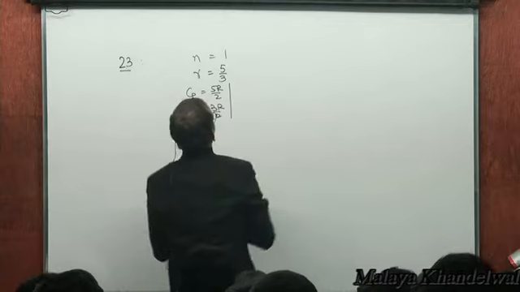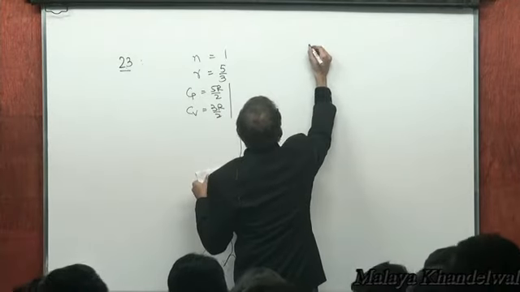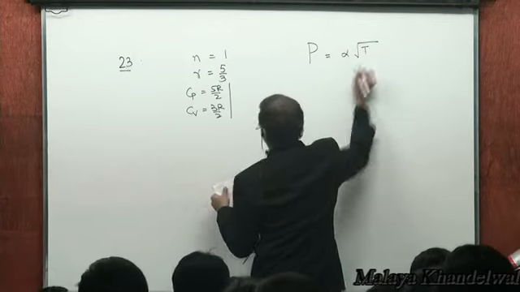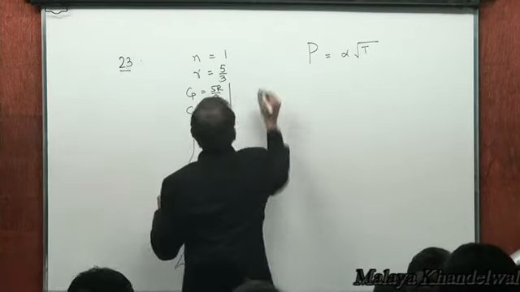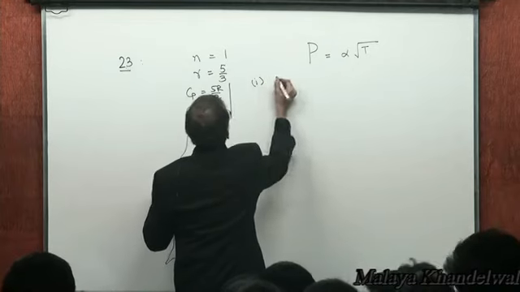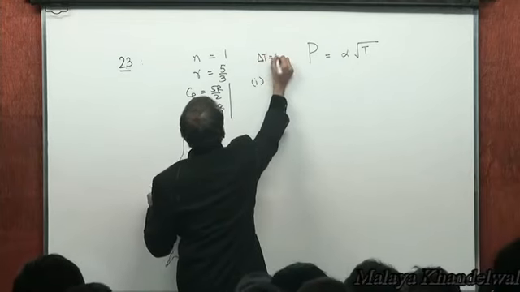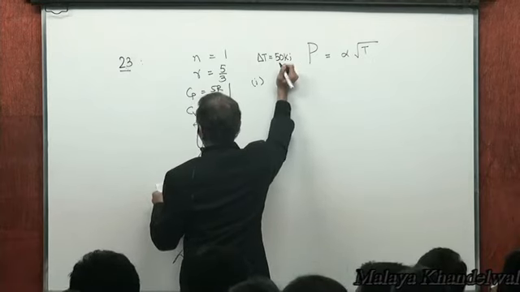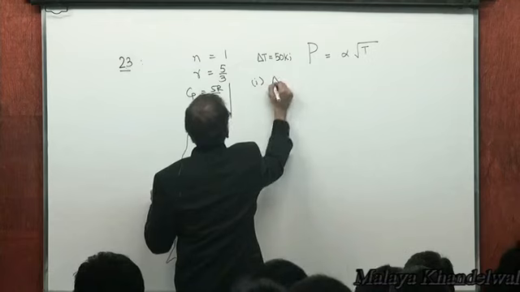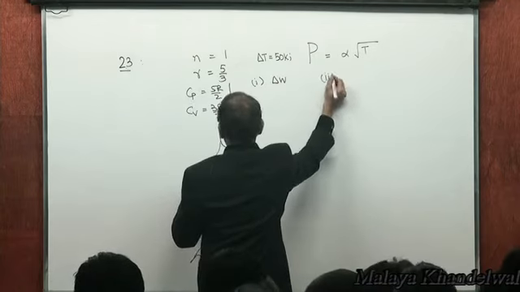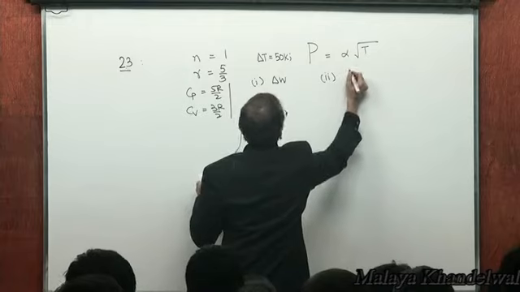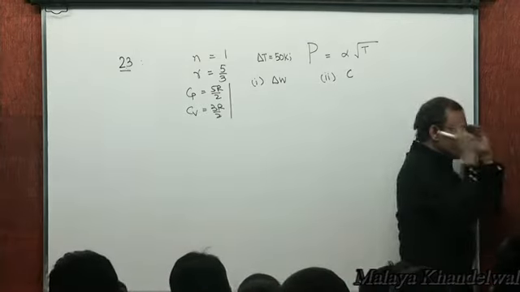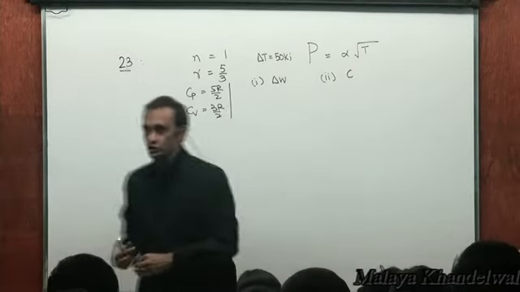And this undergoes a process P equal to alpha root T. Alpha is a constant, P equal to alpha root T. We want to find, number one, when the temperature increases by 50 Kelvin, the work done, and number two, the molar specific heat of the gas. These are the two things that we need to find here: the molar specific heat of the process and the work done.